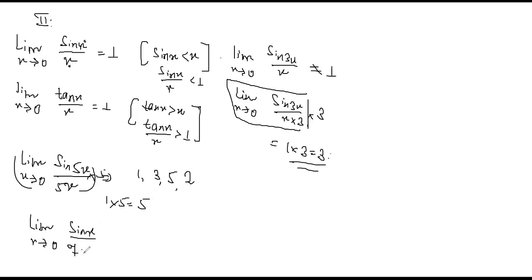Okay. Limit x tends to 0 of sin x by 7x. What will be its value? 1 by 7. 7, 1, 0. 1/7. Good.